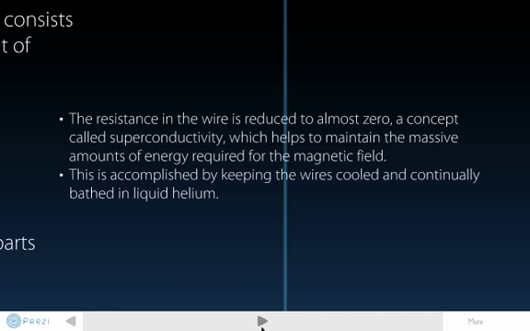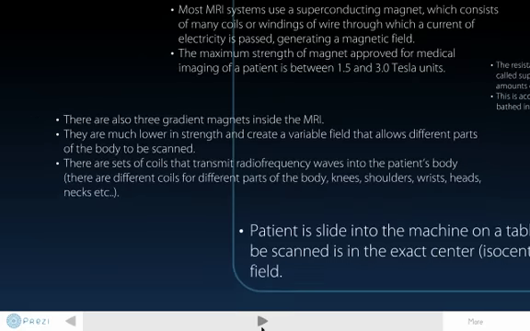The resistance in the wire is reduced to almost zero, a concept called superconductivity, which helps to maintain the massive amount of energy required for the magnetic field. This is accomplished by keeping the wires cooled and continually bathed in helium.